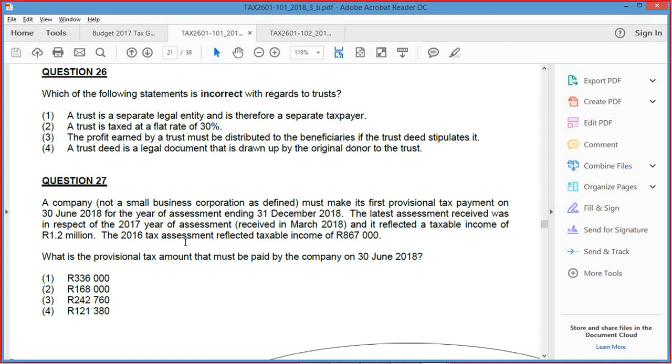As long as they meet the requirements, they can fit in any category that they want. Got that? Yes, sir.